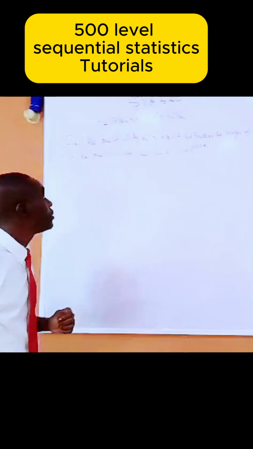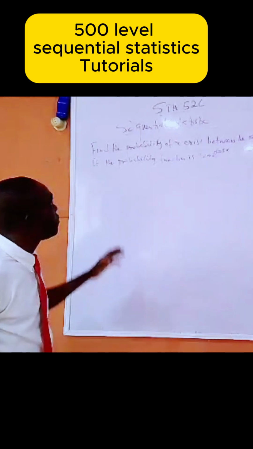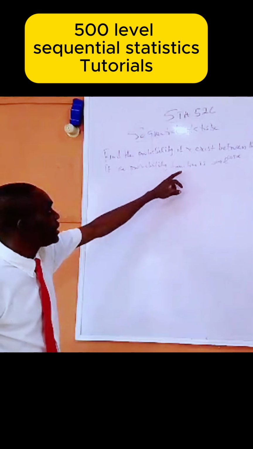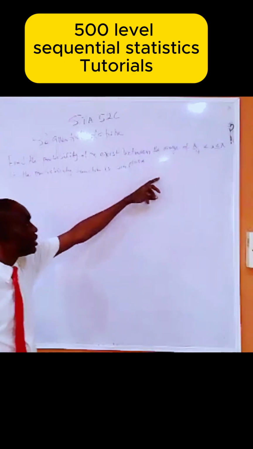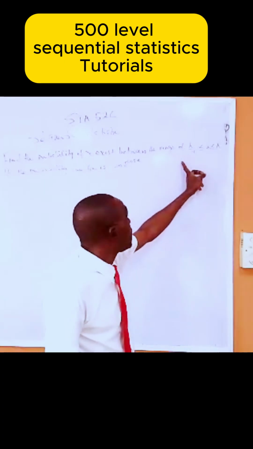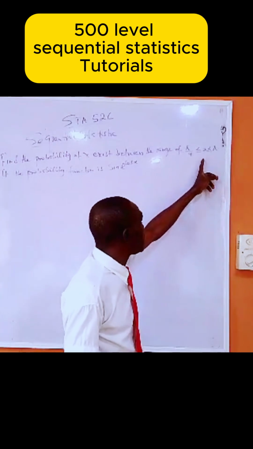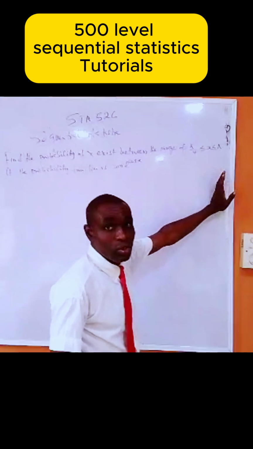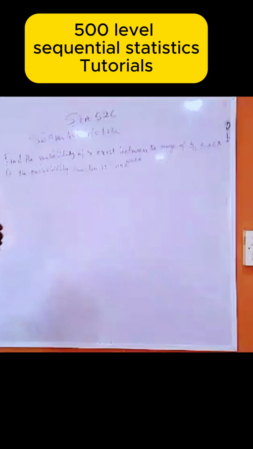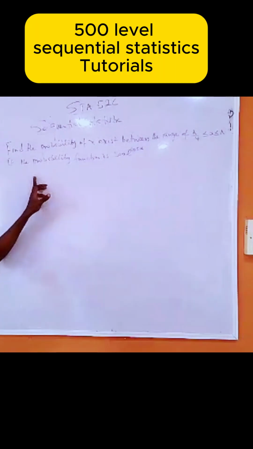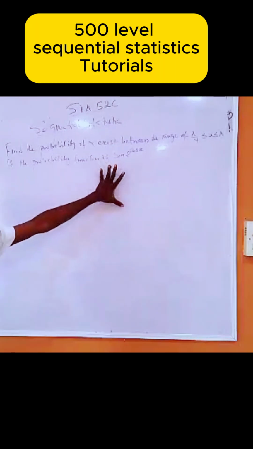So good afternoon. The last time I gave you an assignment on this question: find the probability of x if x can exist between the range of pi divided by 4 less than or equal to x, less than or equal to pi. So that's what we want to look into. The probability that x can exist between that range, if the probability function is given by this.